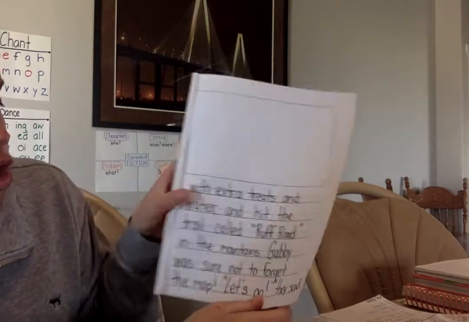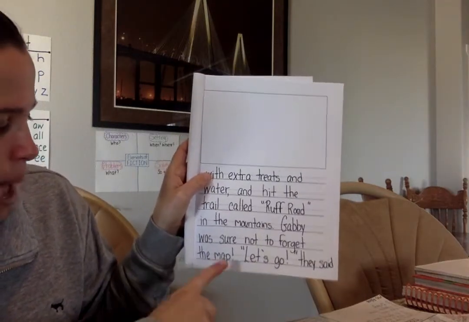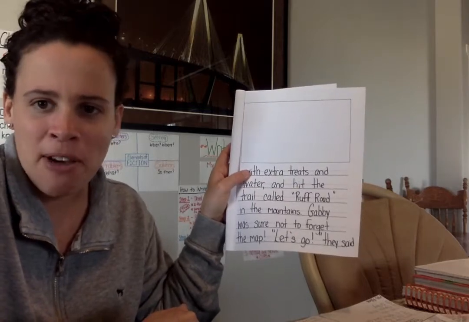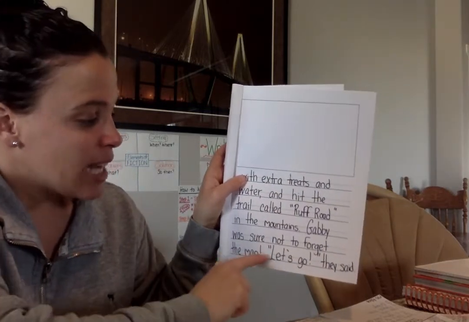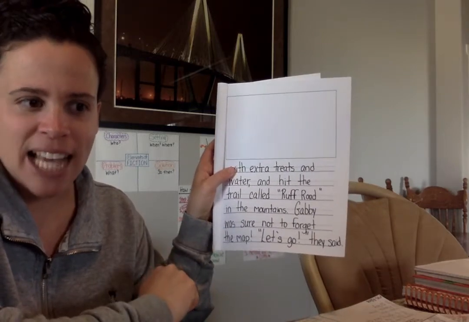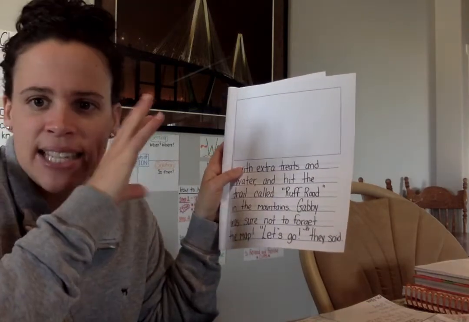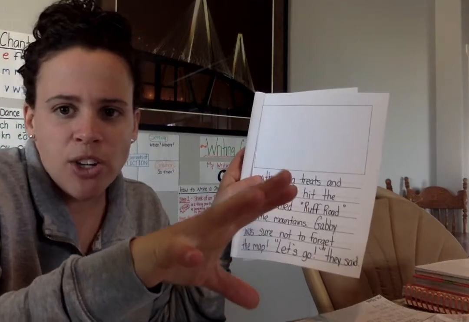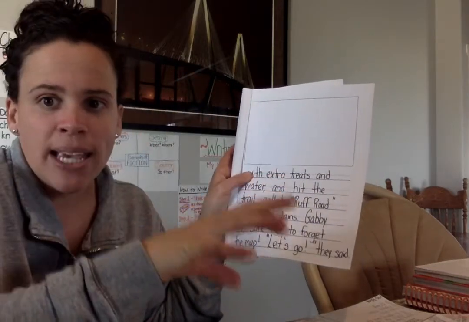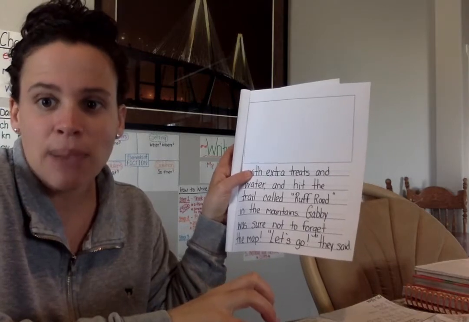Gabby was sure not to forget the map! Exclamation mark. As we were doing math and reading, I thought, how fun. Added a map. "Okay, let's go," they said. And I stopped there. Because that's kind of like, all right, I set the scene. You know my characters, the three, Gabby, Kramer, and Sammy. You know where it's taking place. Now I'm going to start getting into my main events.